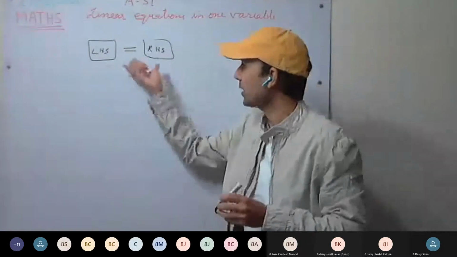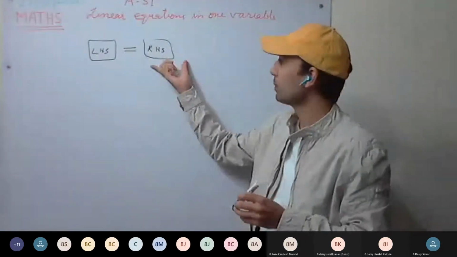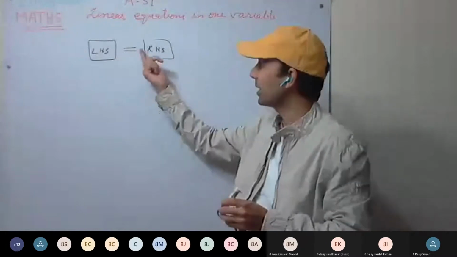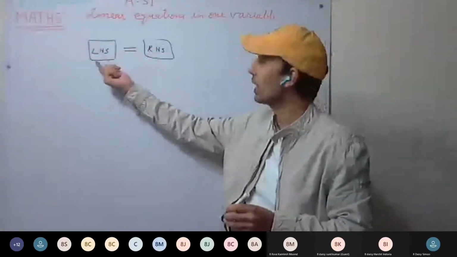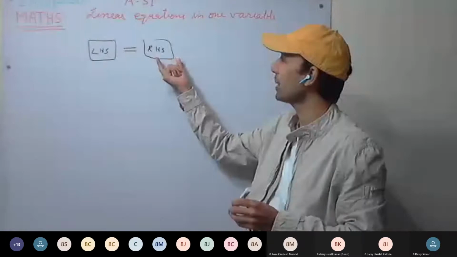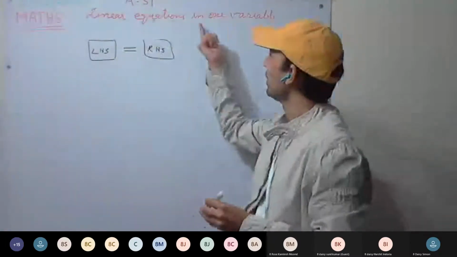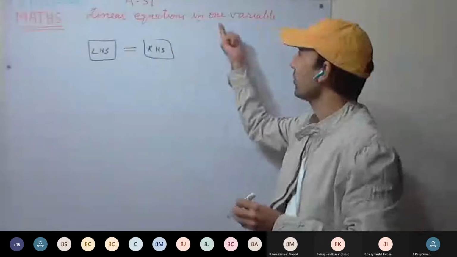So we are having left hand side and right hand side. We are having two algebraic expressions. How are they related? They are related by the equal sign. That means the left hand side expression is equal to the right hand side. And now, linear equation in one variable.